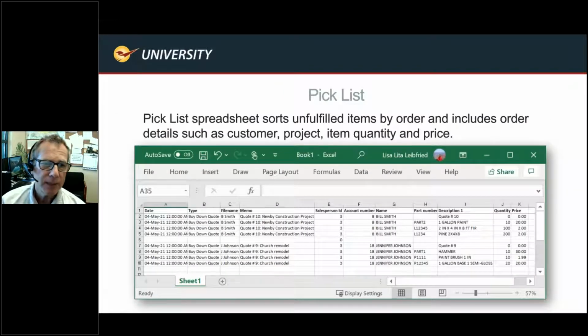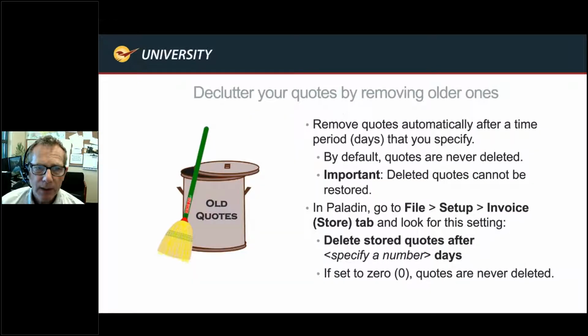Here's what it looks like when you print it out. You have an Excel spreadsheet. It breaks out the order based on the individual or company, and gives you all of the quantities that you need to fulfill. So great report.